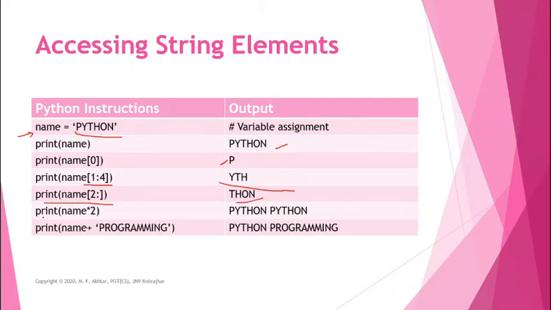Now we have given name multiplied by 2. The asterisk, the multiplication symbol, does replication. Replication means repetition. It displays Python 2 times. We can also use the plus symbol, which is known as the concatenation operator, and we can join 2 strings using the concatenation operator. Here it is displayed like this. Okay, understood.